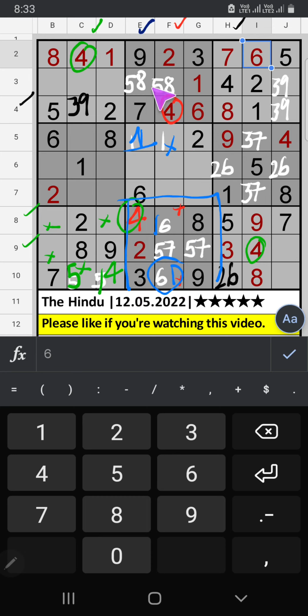Column E, 2 numbers are remaining, 5 and 8. 6th row, we already have 5. So 5 can come in the cell. 5 is confirmed here. Then 8 is here. 2nd row, only 1 number is remaining. 8 is confirmed here.